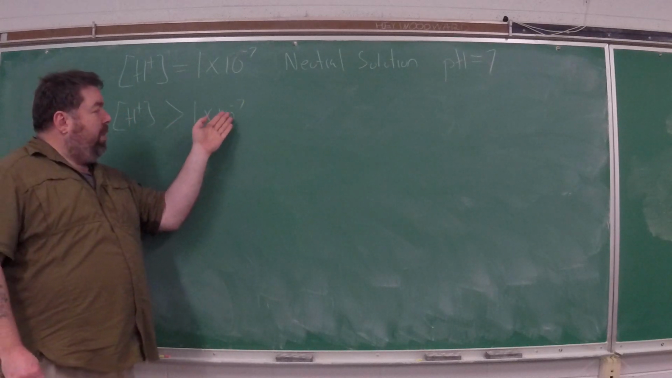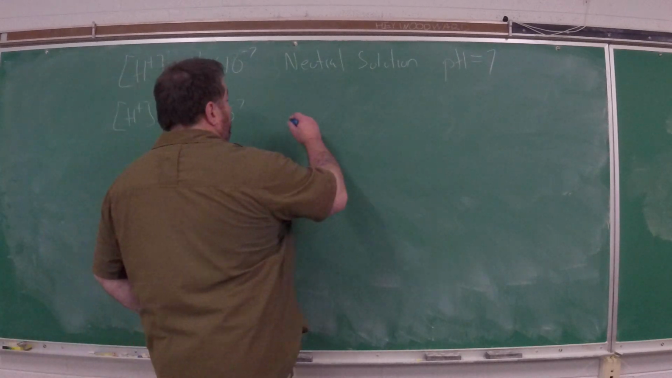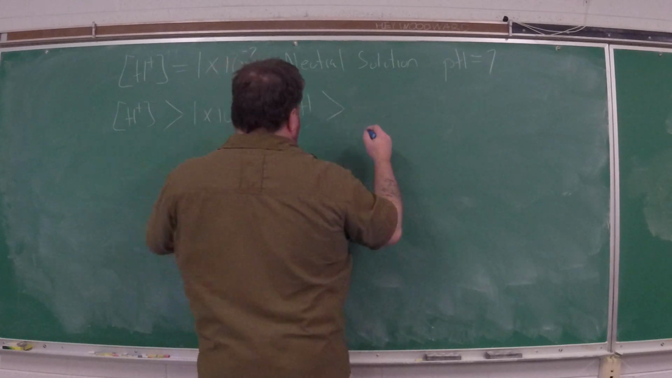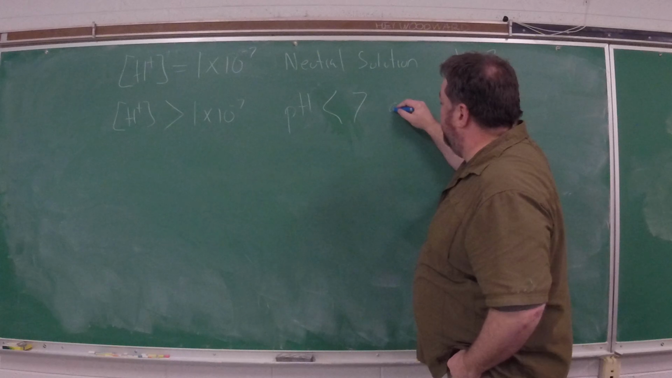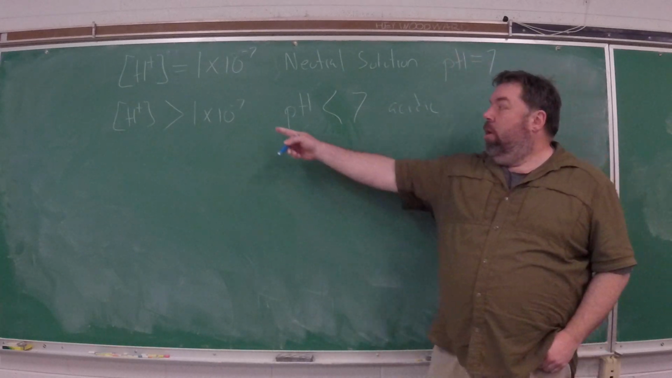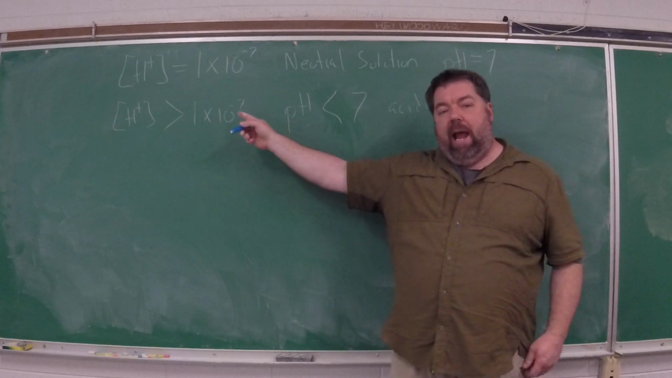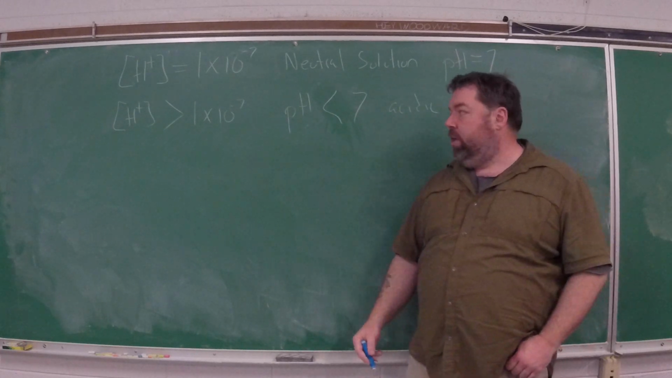So H plus greater than 1 times 10 to the minus 7, that's an acidic solution, which would mean that the pH is lesser than 7, means it's an acidic solution. For H plus greater than 1 times 10 to the minus 7, you can plug this in your calculator and see, your pH will be less than 7, that's an acidic solution.